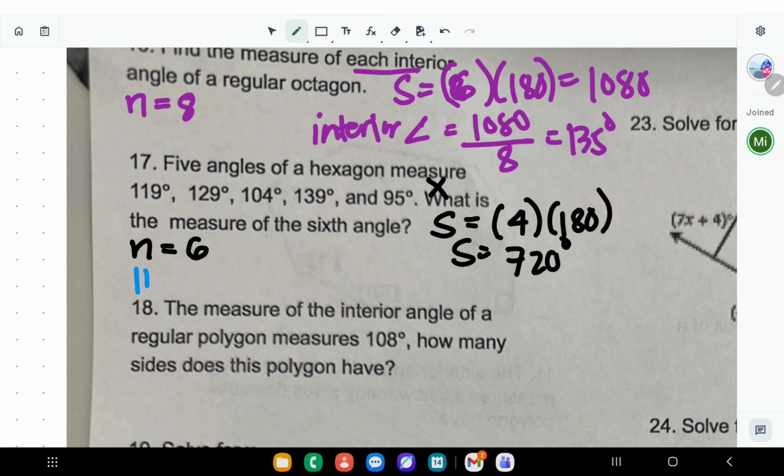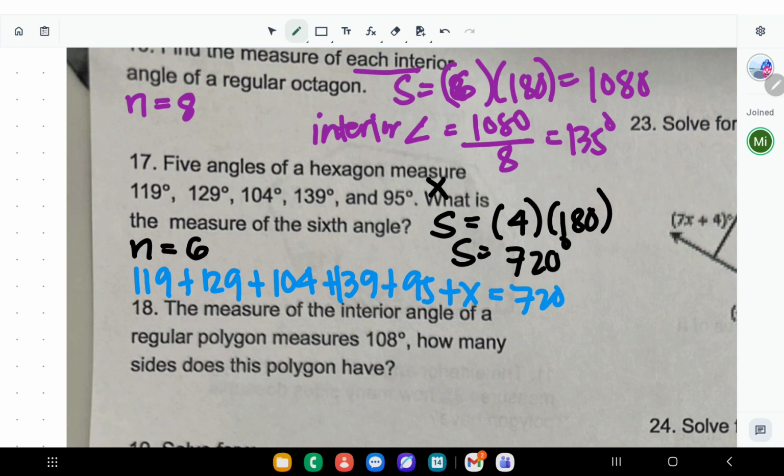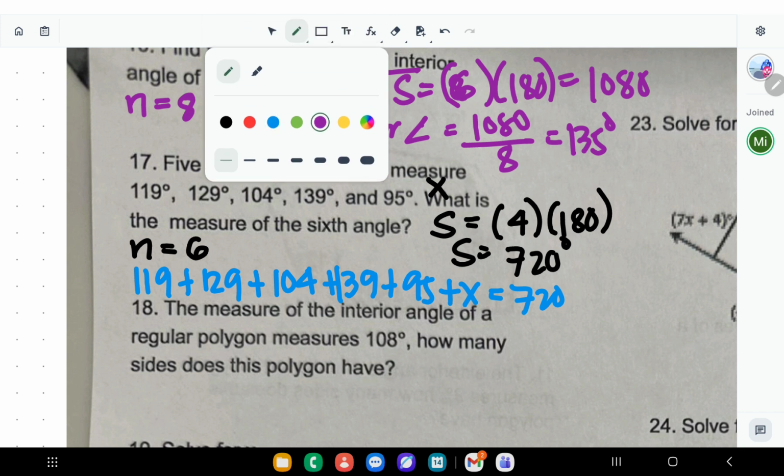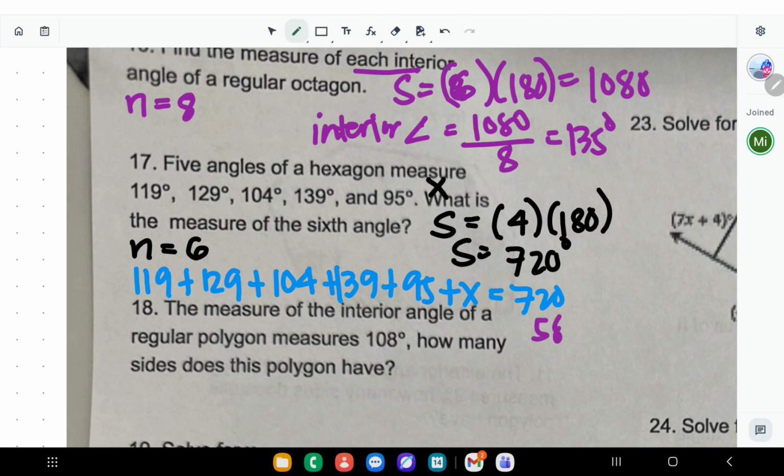Okay, and then we add up all of the angles and we let x be the 6th angle. So that would be 119 plus 129 plus 104 plus 139 plus 95 plus x equals 720. So what is that? Is that 586? Did you get 586?